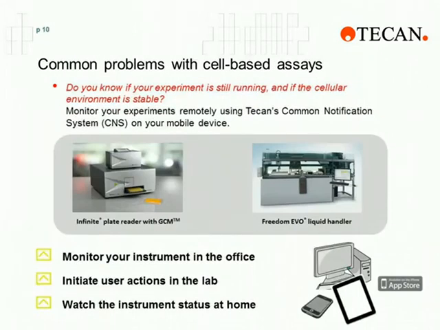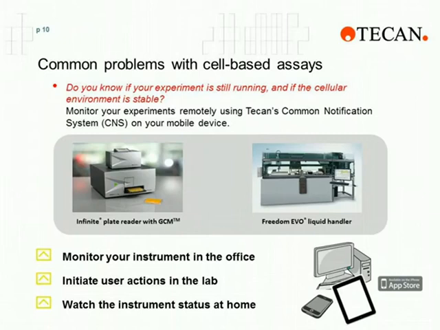And now, how do you actually know when you're doing long-term experiments if your experiment is still running and if the cellular environment is still stable? This was now an action for us to develop the so-called CNS software, the Common Notification System, which allows you to monitor your instrument in the office. You can then initiate user actions in the lab by calling your peers, and you can watch the instrument status as well at home, on a web server, as well as on a mobile device. This is really established for the Tecan portfolio, not only for the readers, but also for the Freedom EVO liquid handler family.